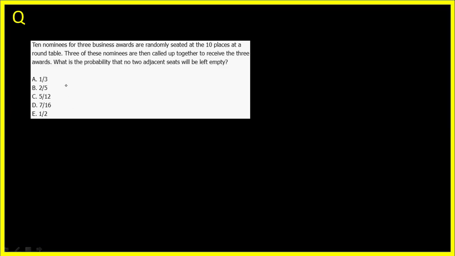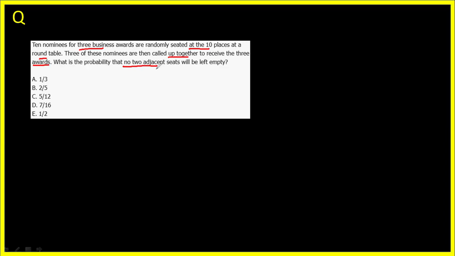Let's dive into today's question. It says that 10 nominees for 3 business awards are randomly seated at 10 places at a round table. 3 of these nominees are then called up together to receive 3 awards. What is the probability that no 2 adjacent seats will be left empty?